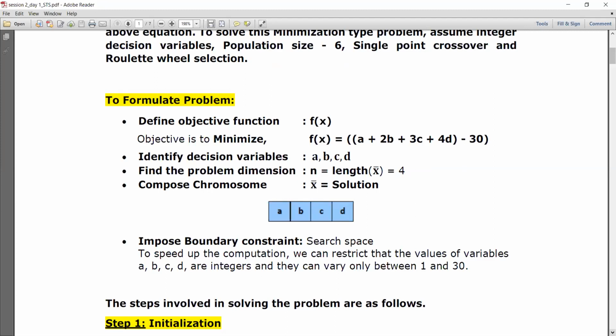In that case, the equation is going to be transformed to the form either 30 minus (a + 2b + 3c + 4d) or (a + 2b + 3c + 4d) minus 30. Both ways it can be considered. Now our objective here, either you can go for a minimizing objective or a maximizing objective. Here it is going to be minimizing. Why? Because we are going to minimize the deviation between the left hand side and right hand side. Minimize the deviation between a + 2b + 3c + 4d and 30. Done. So now we have formulated the objective.